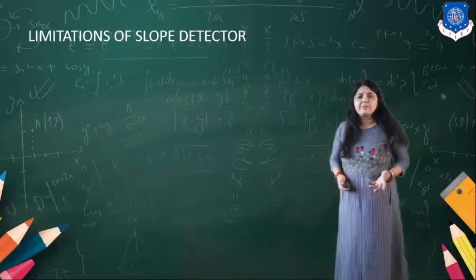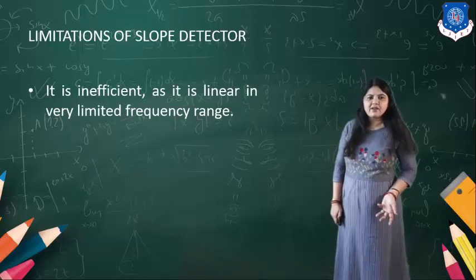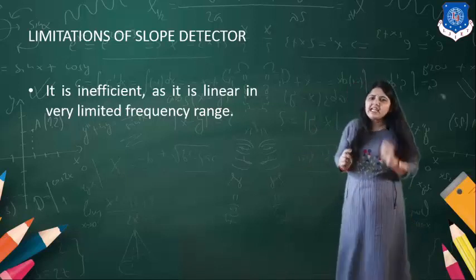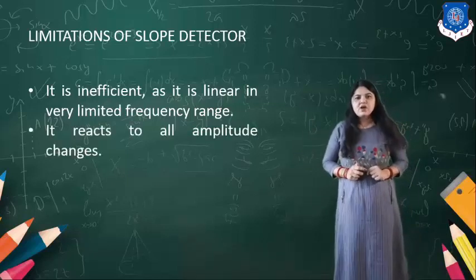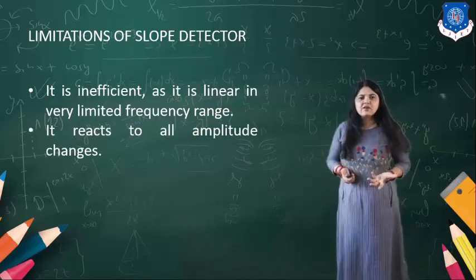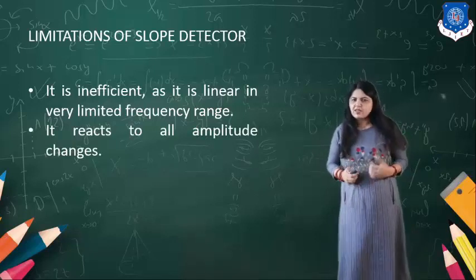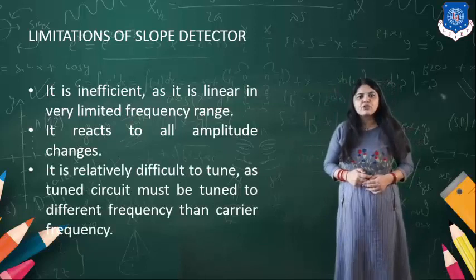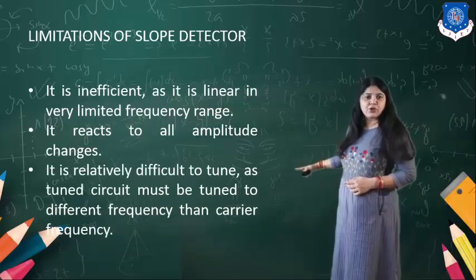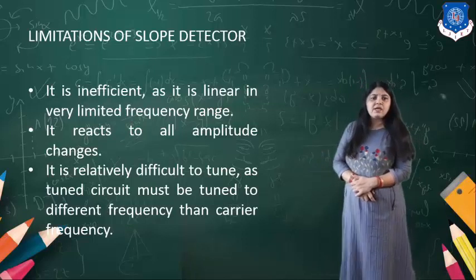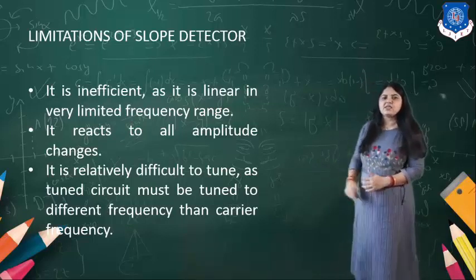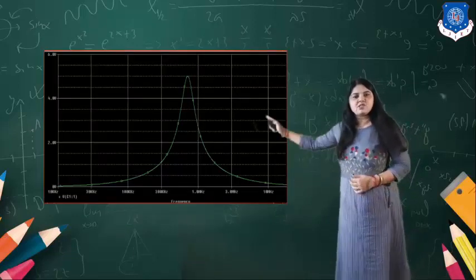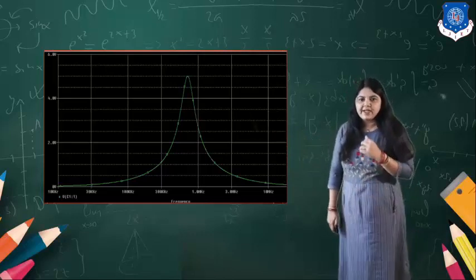So what is the limitation of the slope detector? It is inefficient and linear only in a very limited frequency range. It reacts to all amplitude changes, so the circuitry becomes complex when you want a good output. It is also very difficult to tune, as the tuned circuit must be tuned to a different frequency than the carrier frequency. Here you can see the transfer curve for the slope detector.